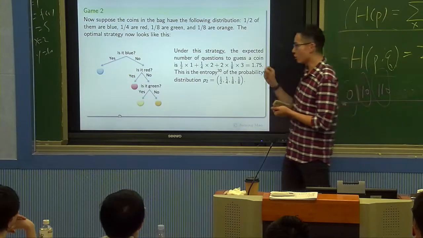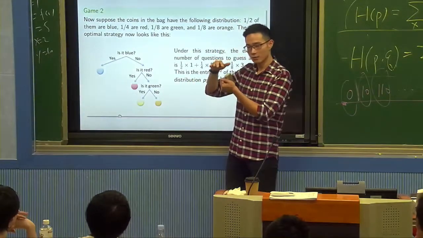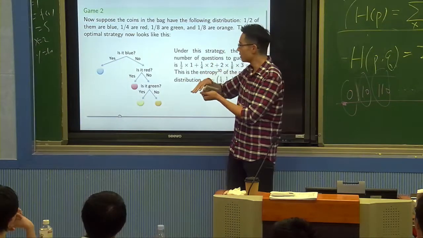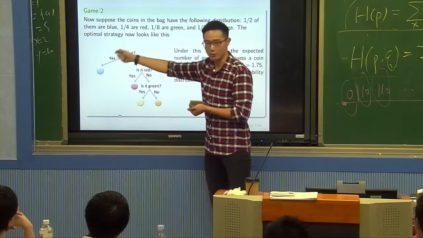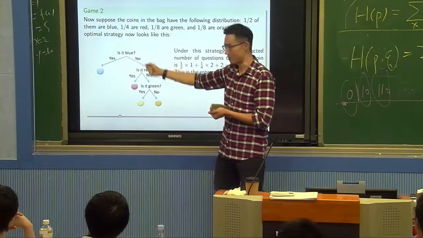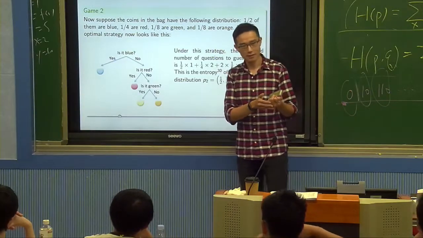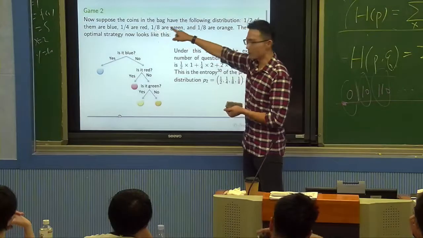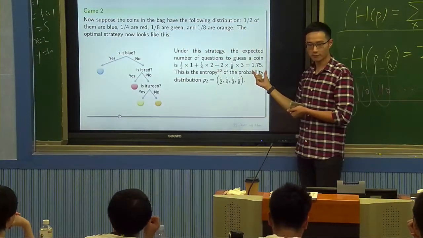We have lowered the amount of questions we need to ask. The trick here is that you always want to use a strategy such that you shorten the amount of questions you need to ask for high probability events. So for the highest probability, you try to get it directly. For lower probability, you can ask more questions, just like the example I gave before, right? And so the optimal one is 1.75. So in this case, for this probability distribution, the entropy is 1.75.